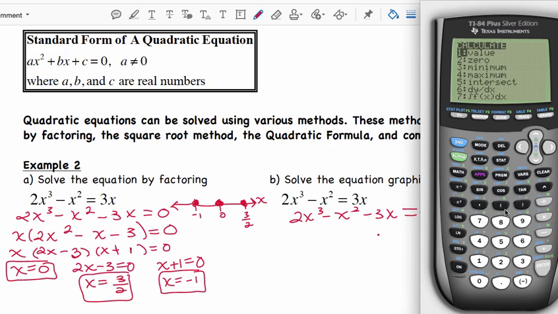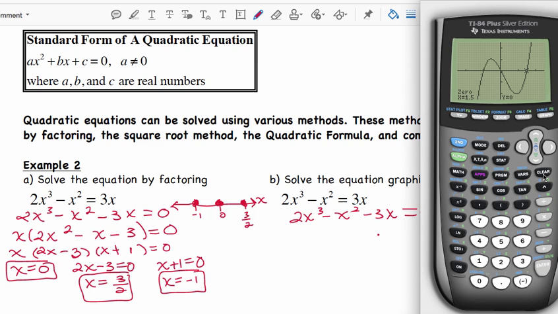Hit second, calc, 0. I'm going to move over. And I guess I could just hold this down. I don't really need to tap, tap, tap. Okay, so there's your left bound. And then I'm going to set it about there. Right bound. Enter. Guess on top of that 0 as close as I can get. And there we have it, 1.5, which is 3/2. And it gave me my final answer right there.